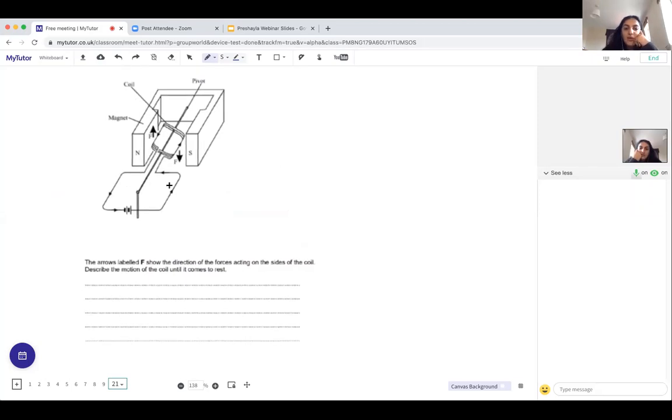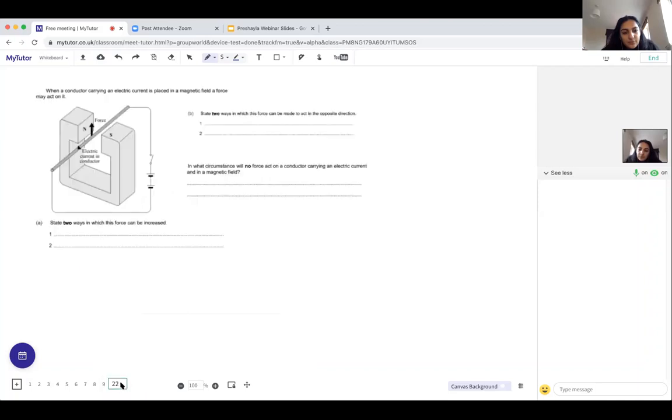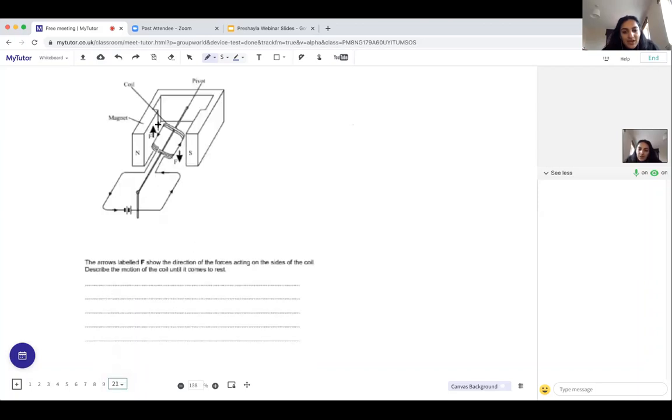Okay, so we have a coil of wire moving in a magnetic field. Remember, if a coil of wire or a conductor moves in a magnetic field, that creates a potential difference which drives a current. The arrows labelled F show the direction of the forces acting on the side of the coil, going in a clockwise direction. Describe the motion of the coil until it comes to rest. What happens to that coil?